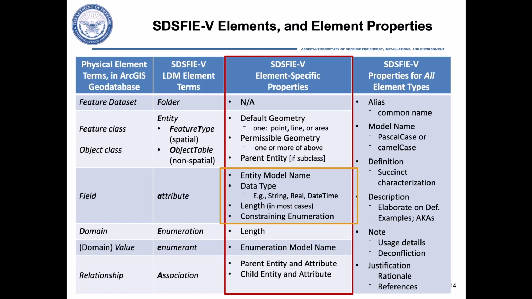First, and because of the hierarchical nature of this data model, where entities contain attributes and attributes are assigned to entities, the entity model name is a property that must be populated to understand where the attribute belongs. Second, because an attribute in the logical data model ultimately defines a field in a physical data table, the data type property, for example, text, integer, decimal, or date or time, and length property, are required. Third, the constraining enumeration property is required to be able to utilize a pick list for selecting from a valid set of values to populate an attribute. For enumerants, an enumeration model name property is required, again due to the hierarchical nature of this data model. The SFIE-V contains the full list of element properties for a particular model version.